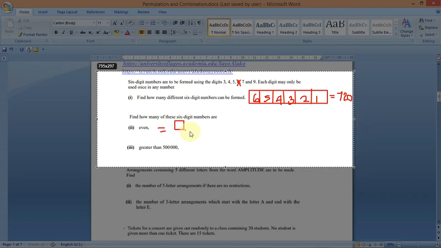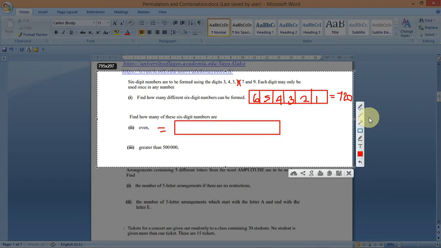So next question, find how many of these 6 digit numbers are even. So I still need 6 digits, so 6 boxes here again. 1, 2, 3, 4, 5, 6. So I want to form a 6 digit number. Then how many of these are even numbers? For me to have even numbers, the last digit should be an even number, like 0, 2, 4, 6, and 8. So 4 can end and 6 can end. So I have only two different numbers that can end it. So any two can end.